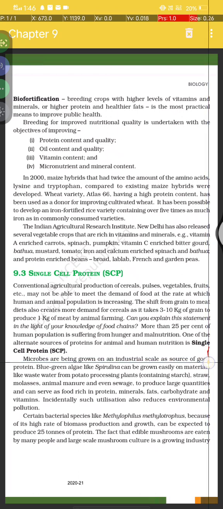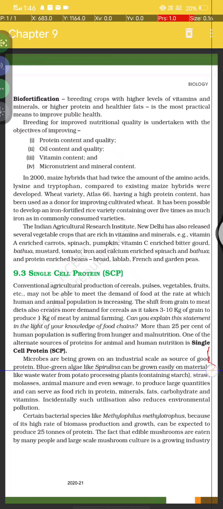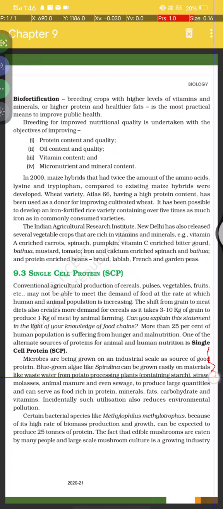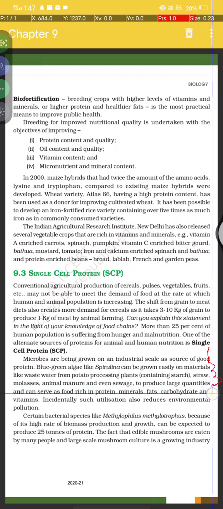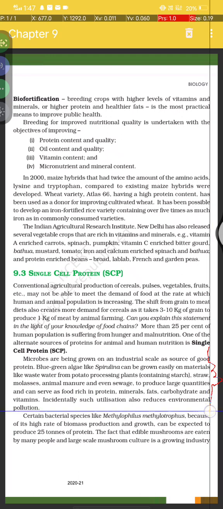Microbes being grown on an industrial scale are a source of good protein. Blue-green algae like spirulina can be grown easily on materials like wastewater, tomato and potato processing waste containing starch, straw, molasses, animal manure and even sewage, to produce a large quantity, and serve as rich sources of proteins, minerals, fats, carbohydrates and vitamins. Incidentally, such utilization also reduces environmental pollution.